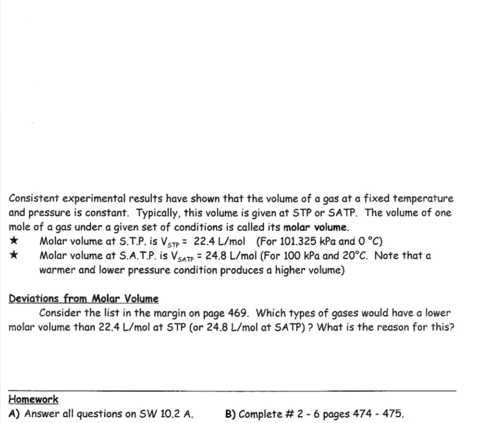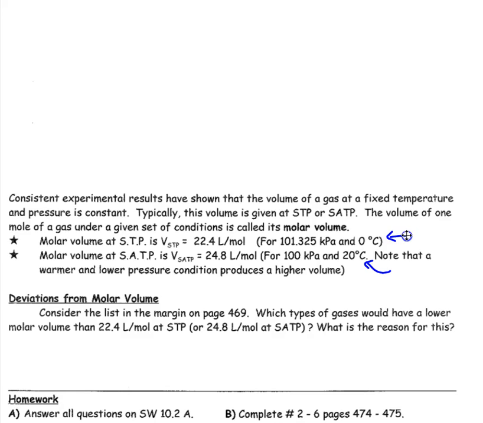Experimental results have shown that the volume of a gas at a fixed temperature and pressure is constant. Typically we would give this volume at either standard temperature and pressure, which are these conditions here, or standard ambient temperature and pressure, which is more convenient, with these conditions here. So a little closer to room temperature and atmospheric pressure. Notice that the change in temperature and the reduction in pressure produces a slightly higher molar volume at standard ambient temperature and pressure, and that's consistent with the gas laws that connect volume and pressure, and volume and temperature.